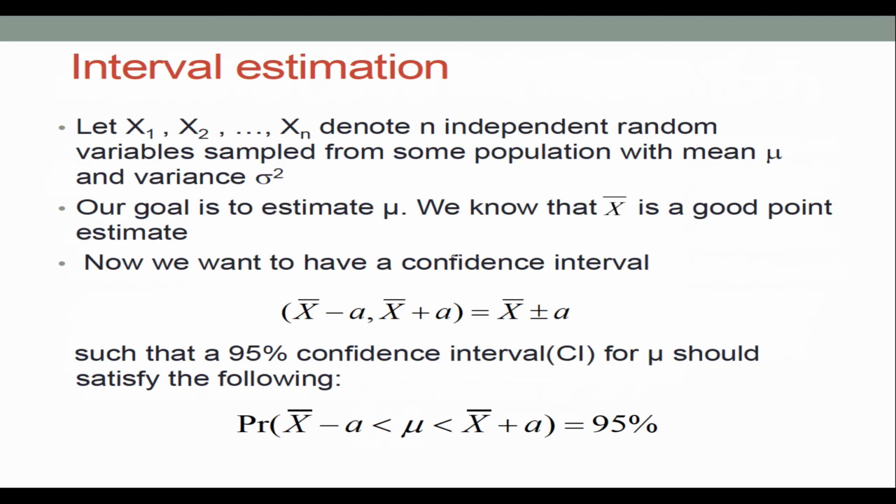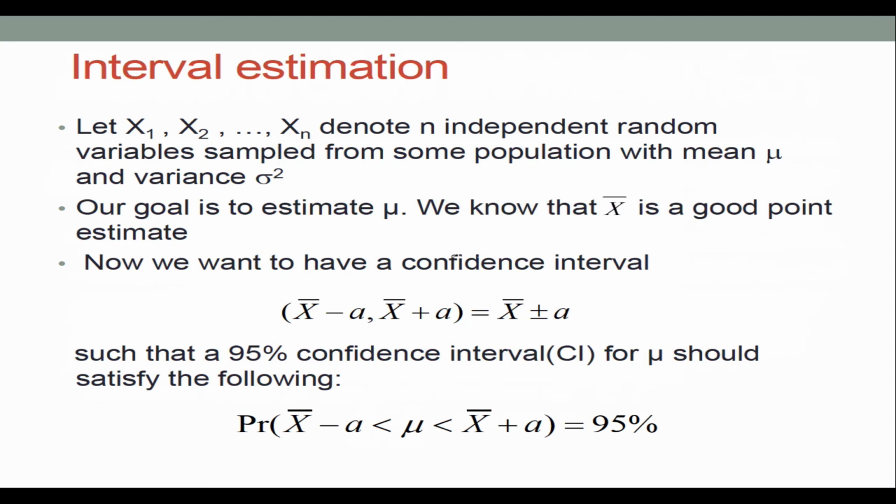Let x1, x2, ..., xn denote n independent random variables sampled from some population with mean mu and variance sigma square. Our goal is to estimate mu, the population mean. We already know x bar is a good point estimate. Next, we're going to construct an interval estimate for mu. This interval estimate should have the format: sample mean x bar minus A, plus A. So we put the sample mean at the center and then expand it by a distance of A to both sides.